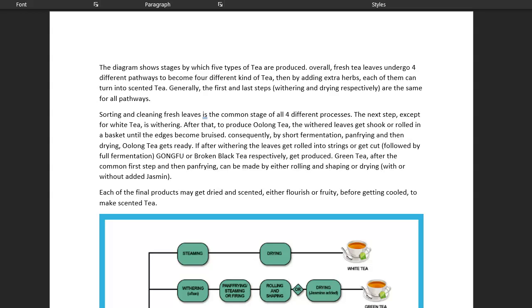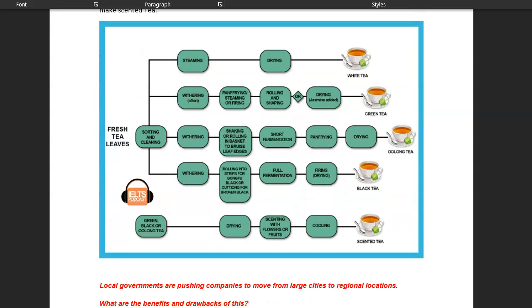So here we've got a process diagram. The diagram shows stages by which 5 types of tea are produced overall. So capital letter here for overall, but you don't need a capital letter for tea. Okay? Overall, fresh tea leaves undergo 4 different pathways to become 4 different kinds of tea. Then, by adding extra herbs, each of them can turn into scented tea. Now they can't all, I think actually only some of them can, because you can only get the black. Yeah, you don't get the white.